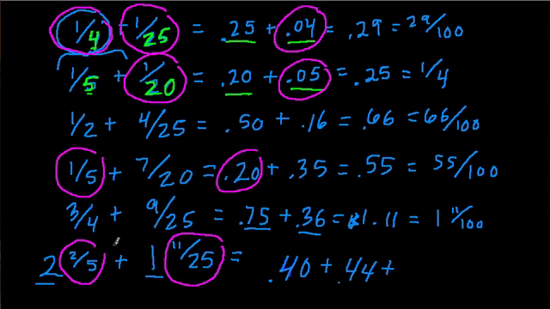Plus, I have $1, $2, $3 plus 3. So now I have $3.84. And I can write that as 3 and 84 out of 100. Okay, hope that helped.